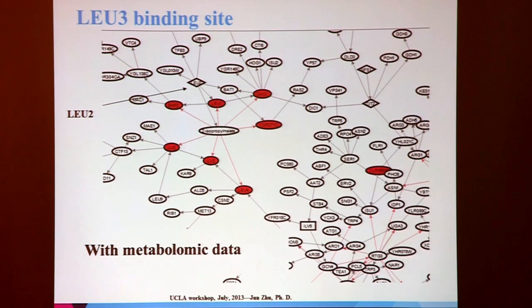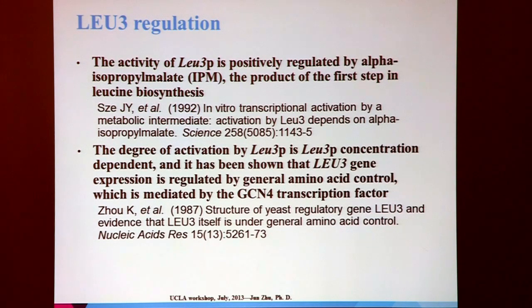Then if you look at everything together, with the metabolite integrated, you can look at the structure: how LEU2 regulates all the others. Actually, it goes directly to this metabolite, 2-isopropylmalate. Then 2-isopropylmalate regulates all these genes that have a transcription binding site of LEU3. Then you can ask the question of how this transcription is regulated.